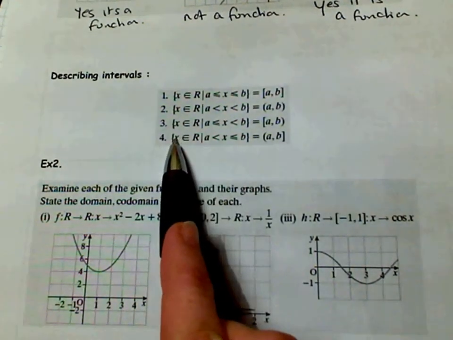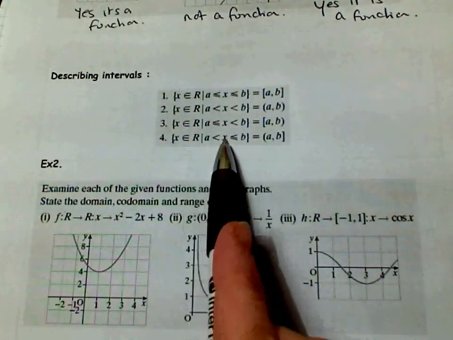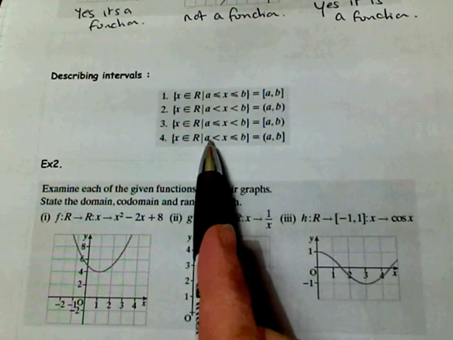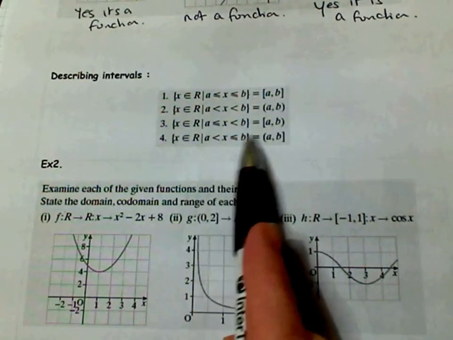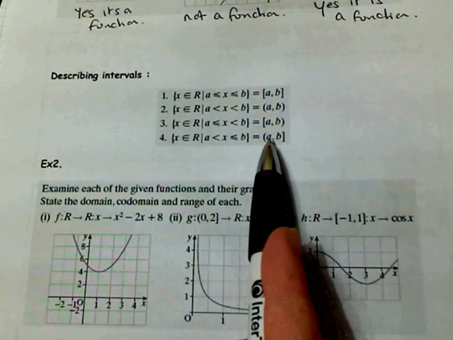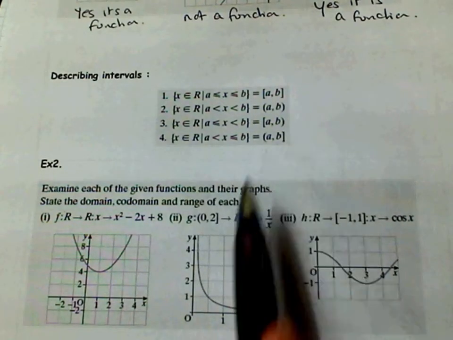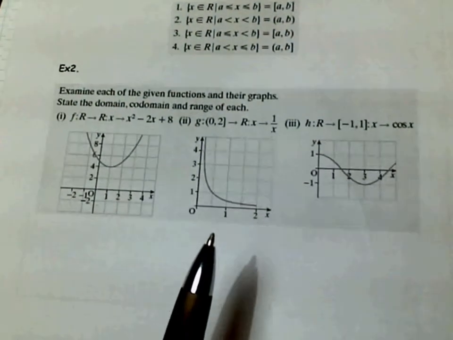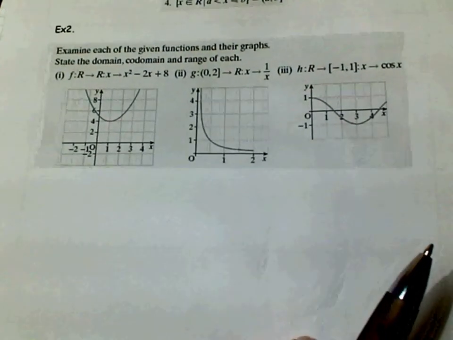And the last one is x is an element of real numbers where x is greater than a and less than or equal to b. So greater than a is not included, so therefore it's a round bracket at a, and less than or equal to b, b is included, so it is a square bracket at b.